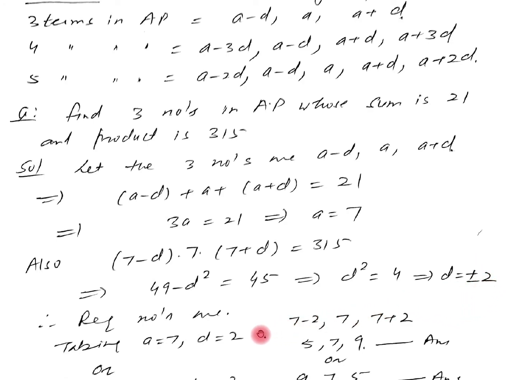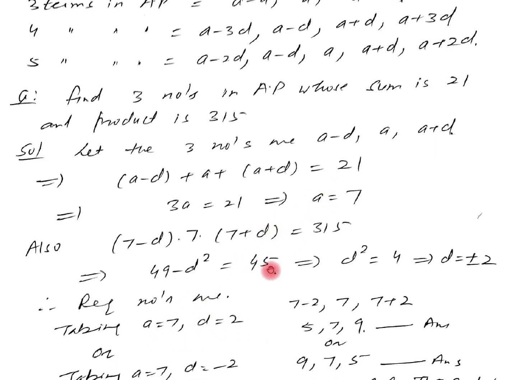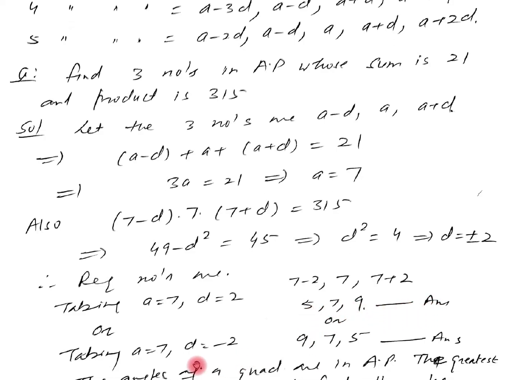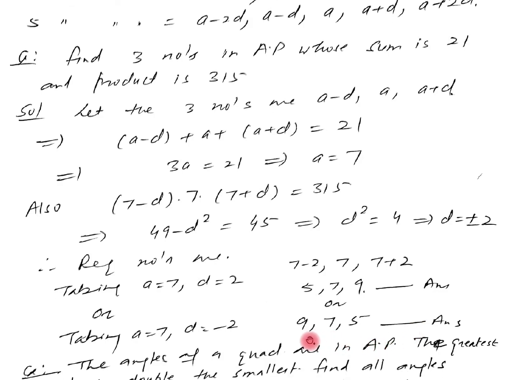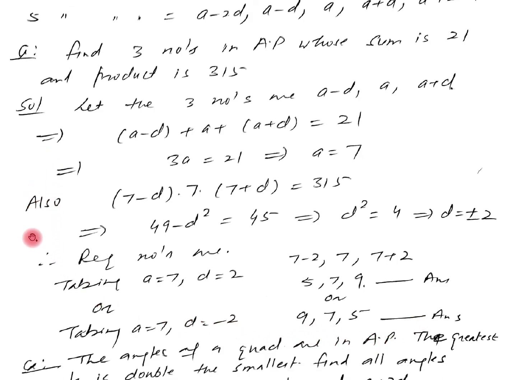Now the required numbers are, first taking A equal to 7 and D equal to 2. Putting here, we are getting the numbers 5, 7, 9. Then again taking A equal to 7 and D equal to minus 2, we are getting the terms 9, 7 and 5. So this is the way to do the question of this type. If I am choosing the numbers like this, it makes our calculation easy, because D is easily cancelled.